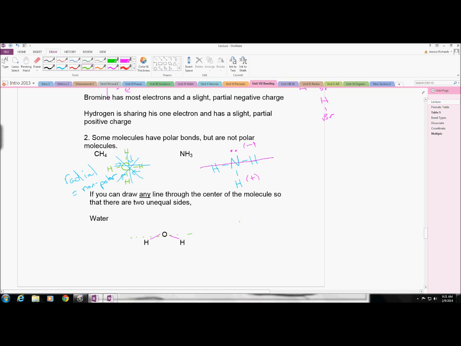Please memorize that water is a highly polar molecule. All of the cool things that water does is because it is a highly polar molecule. For its size, water has a very high melting point and boiling point because it's highly polar. Memorize that.